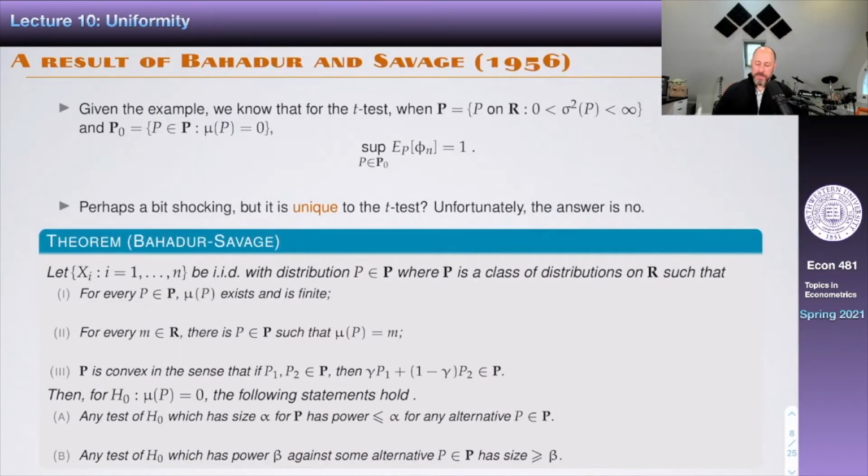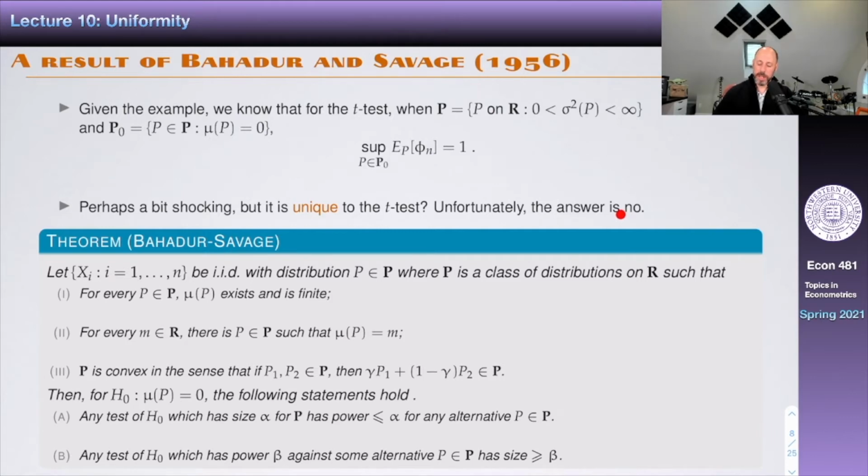So, given the example, we know that for the t-test, if the family of distributions is this one over here, and we're testing that the mean is 0, which looks like a very simple problem, the size of the t-test is 1. That is what we just said, okay? But the question is, is this unique to the t-test? Because you just said, well, that means that we shouldn't use the t-test. Well, what we're going to see now is the answer is unfortunately no.